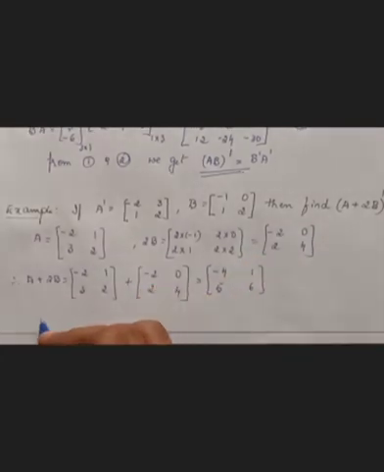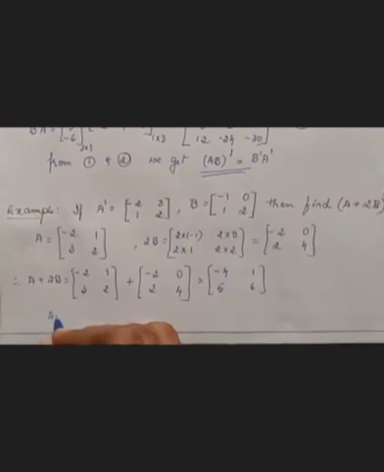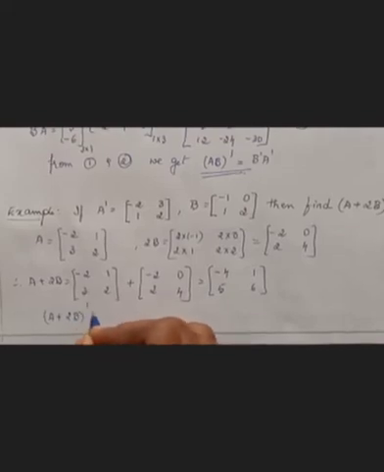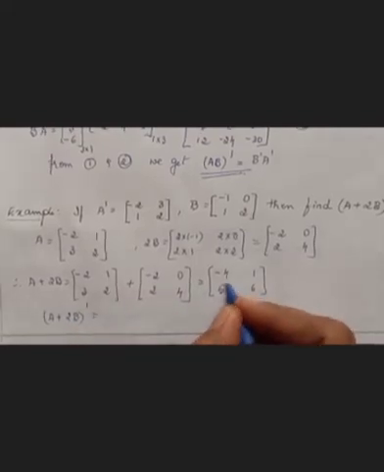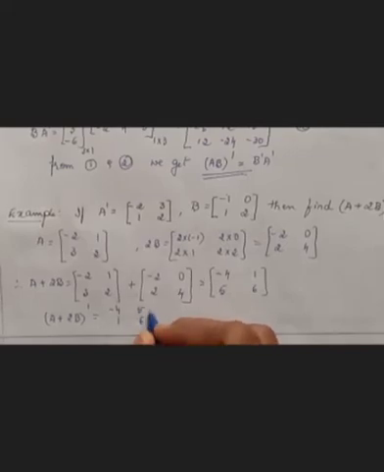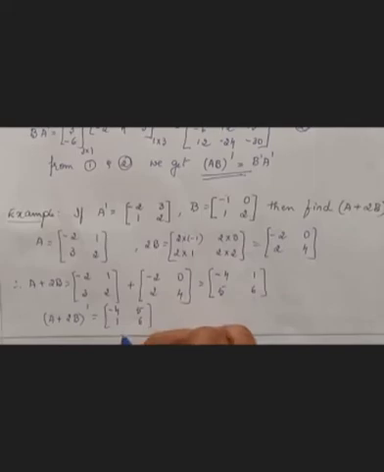Now, finally, A plus 2B whole dash, take the transpose of this matrix, -4, 5, 1, 6. So this is A plus 2B whole dash here. Okay.